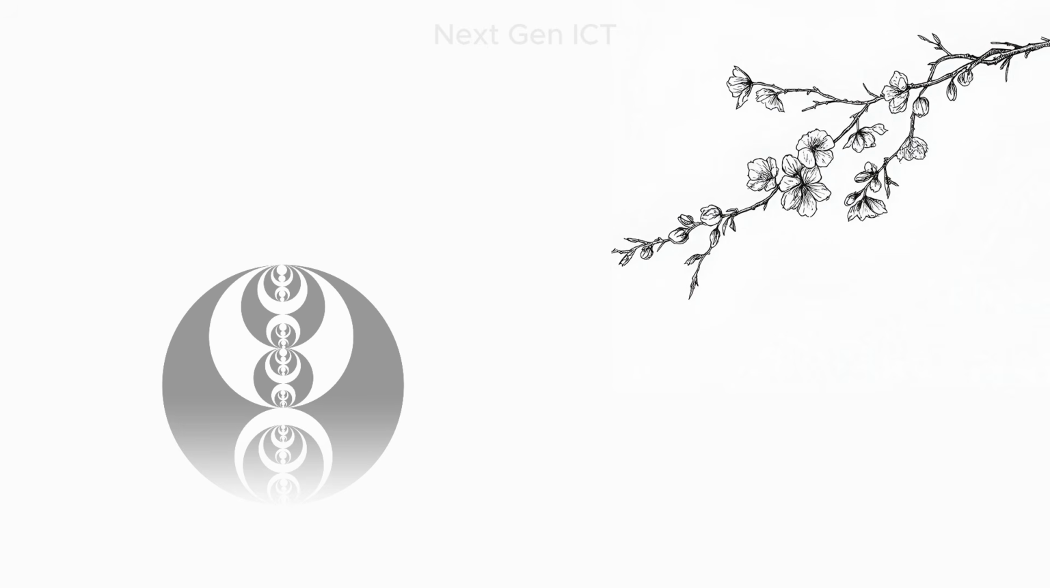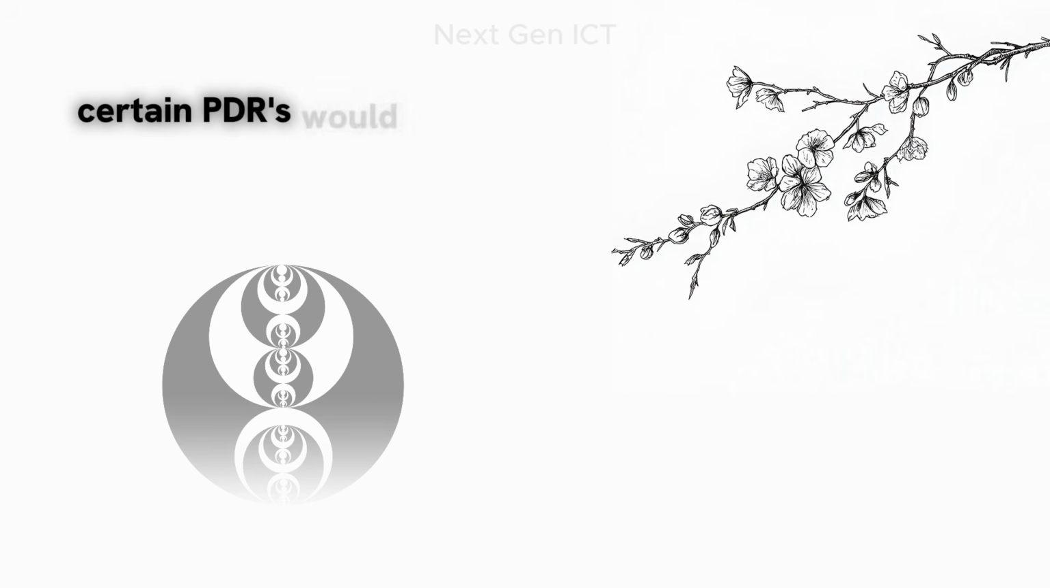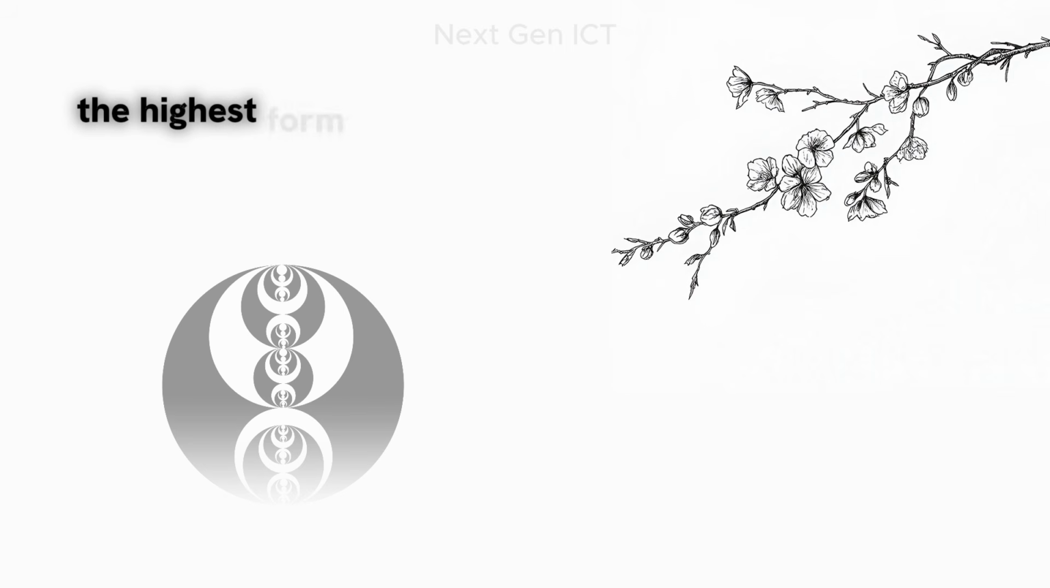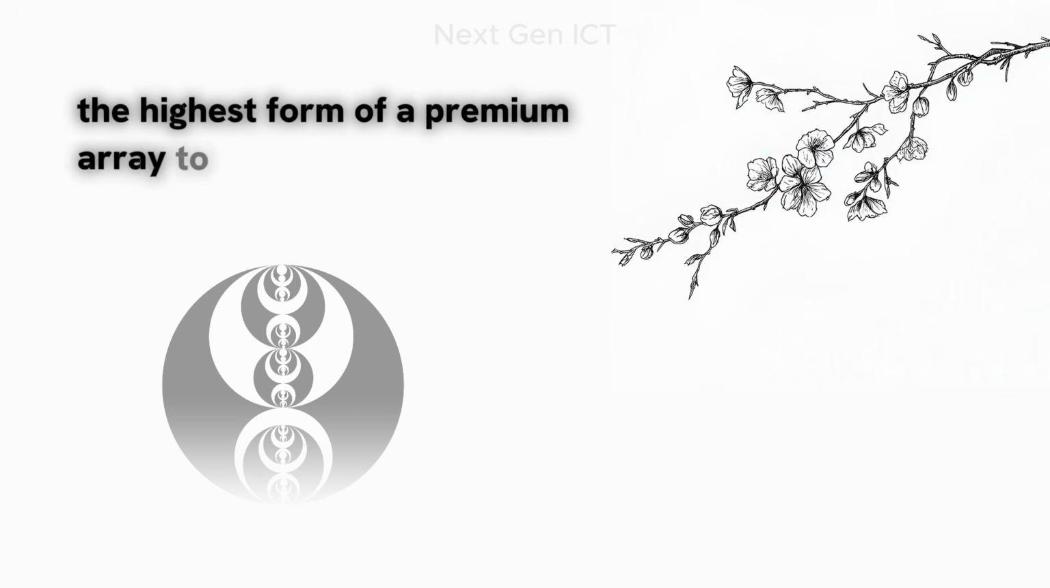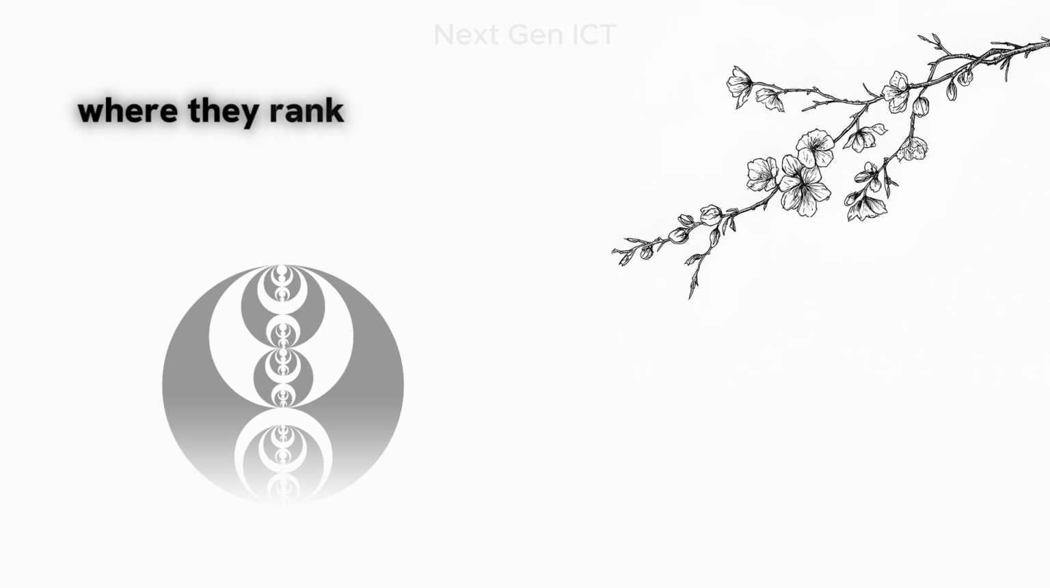So when I taught the PD array matrix in the core content that you can see on my YouTube channel for my private tutorship, the PD array matrix, I gave out a very specific order of where certain PD arrays would usually form in their hierarchy. So the highest form of a premium array to the lowest form before you get to equilibrium, where they rank among themselves in delivery usually.